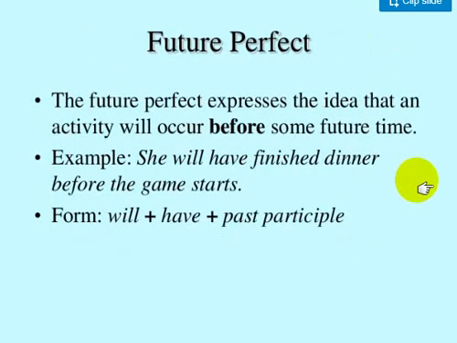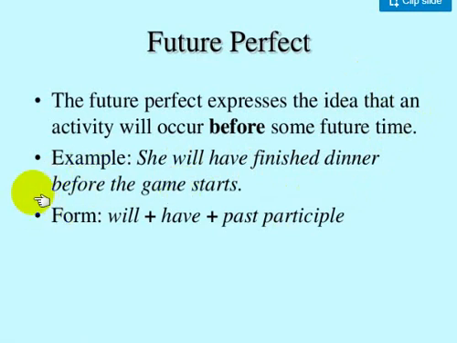Let's move to the future perfect. Future perfect is will, have, and past participle. When I talk about perfect in general, I have two actions. The future perfect expresses the idea that an activity will occur before some future time or before another activity in the future. So she will have finished dinner before the game starts.